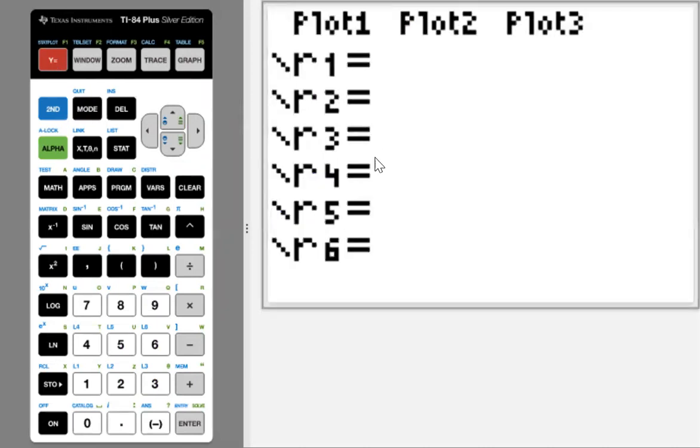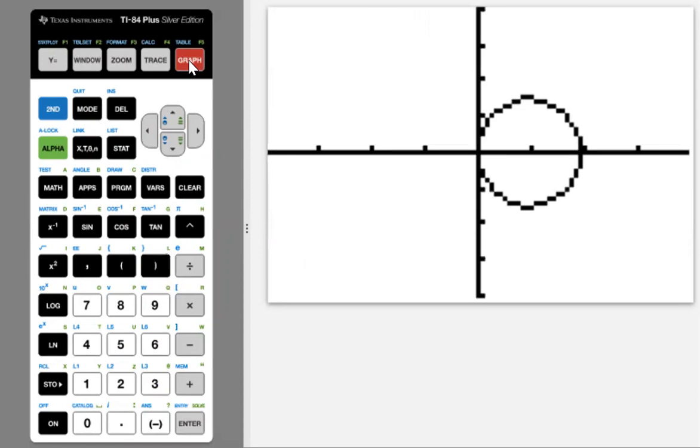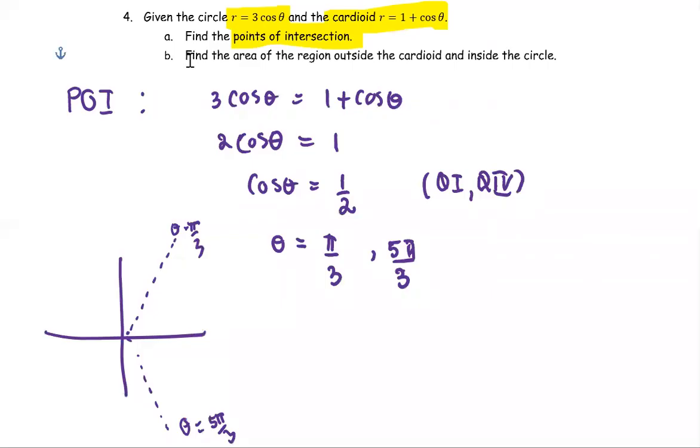Go to y equals, type in the first equation, which is the circle, r equals 3 times cosine theta, and see what the graph looks like. It looks like the center is shifted to the right. From our notes, let's draw it. And then how about the cardioid?